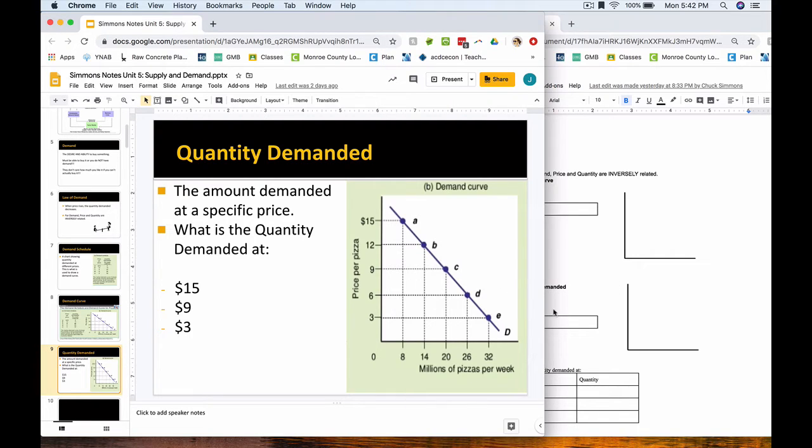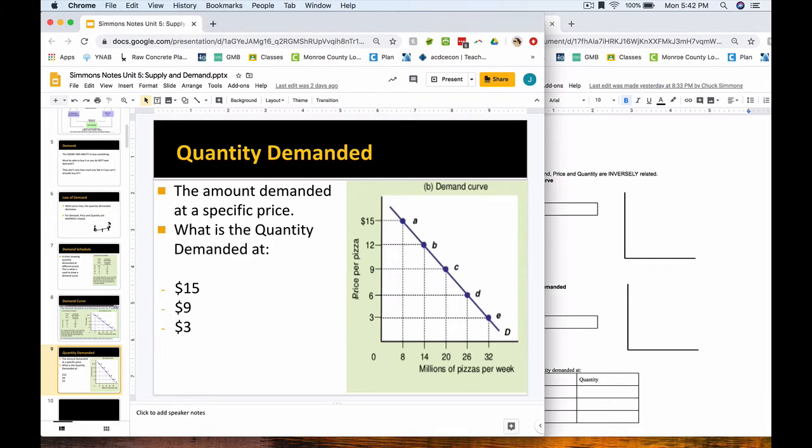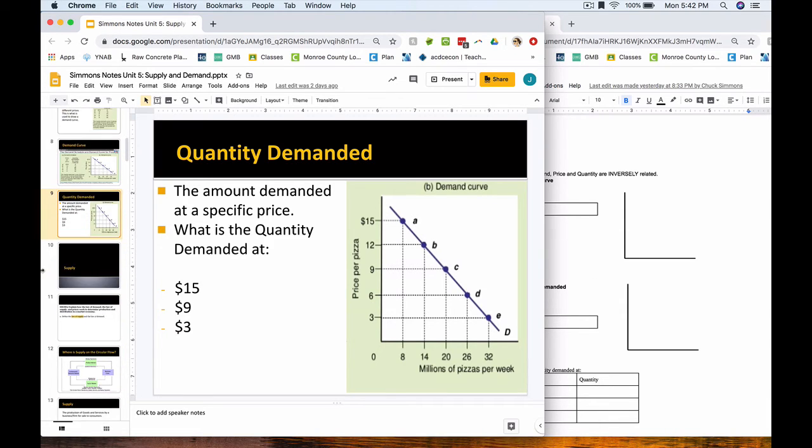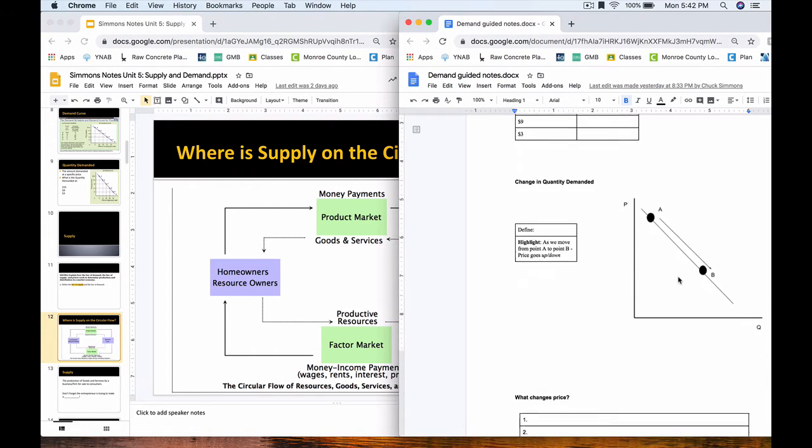All right, quantity demanded. Here is the amount demanded at a specific price. So what is the quantity demanded? Again, you're just showing this change in quantity demanded. What I want you to do here is draw this graph and show 2 points and a shift across 2 points. And you could fill in the quantity demanded by looking at the graph. Don't sweat this graph as much, but do fill in this quantity demanded chart so that you're showing me you can read the chart.